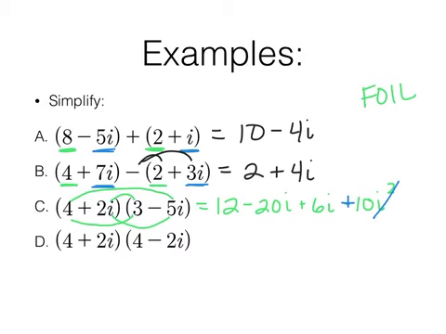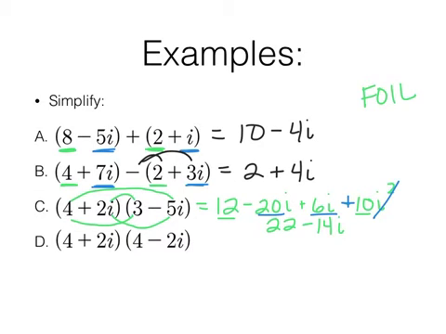So 12 and 10 makes 22. And then minus 20i plus 6i is going to make minus 14i. And that is going to be the correct answer to C. So we simplify it down by multiplying. We have to use FOIL because these are binomials, these complex numbers. And we're going to do the same thing with the last one. So let's do that. And why don't you try it without me?